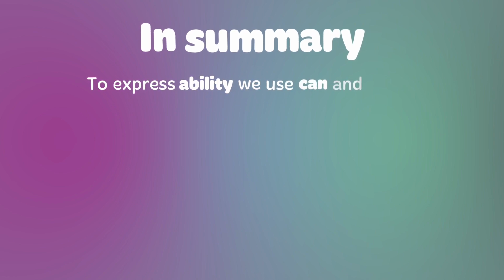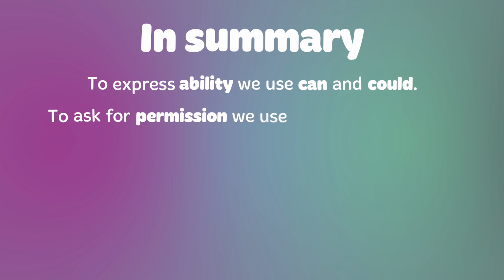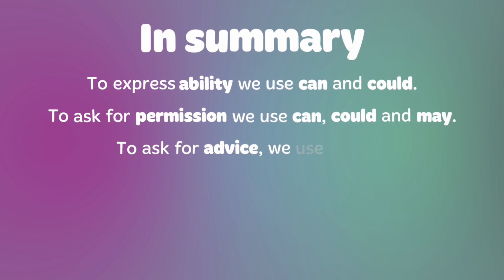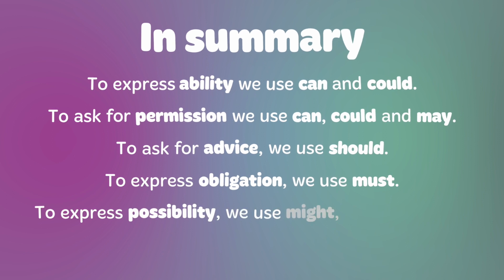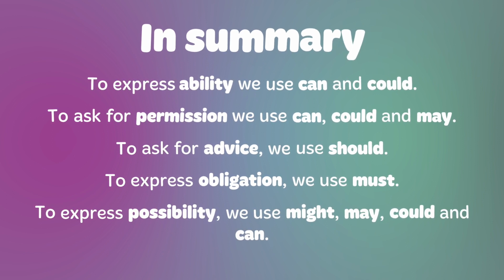So, in summary, to express ability, we use can and could. To ask for permission, we use can, could, and may. To ask for advice, we use should. To express obligation, we use must. To express possibility, we use might, may, could, and can.